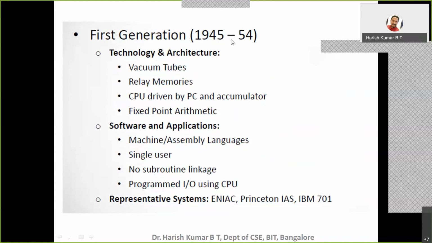Now, why were they called first generation? Because there was some kind of hardware and software technology used here. Now, let us look into the hardware technology. That was there in the year 1945 to 54.